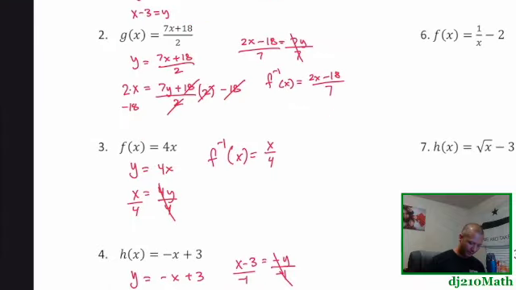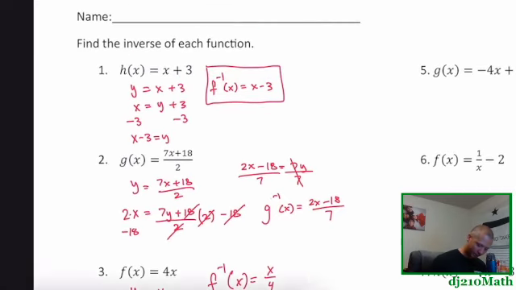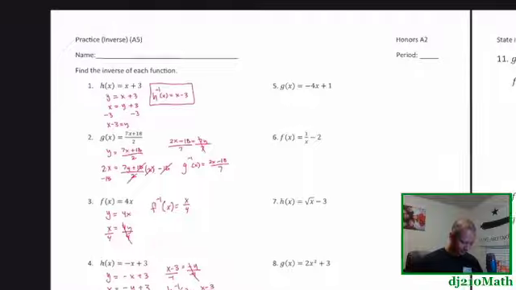Did I do that up here? f inverse. Yeah, I did. So this should be g inverse, and the first one should be h inverse, if you want to be absolutely correct. Either way, it's the inverse of the function, right? All right.